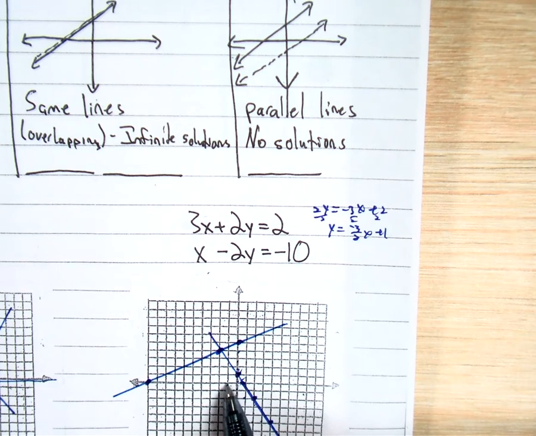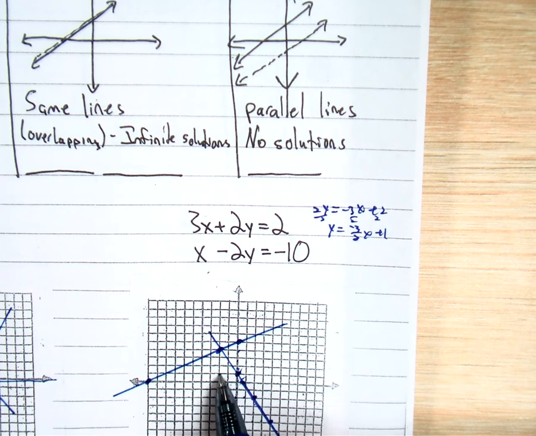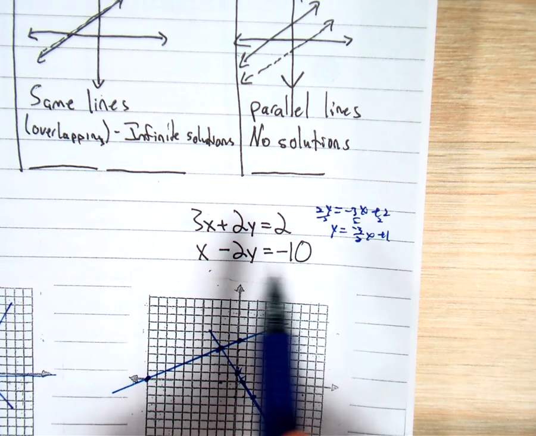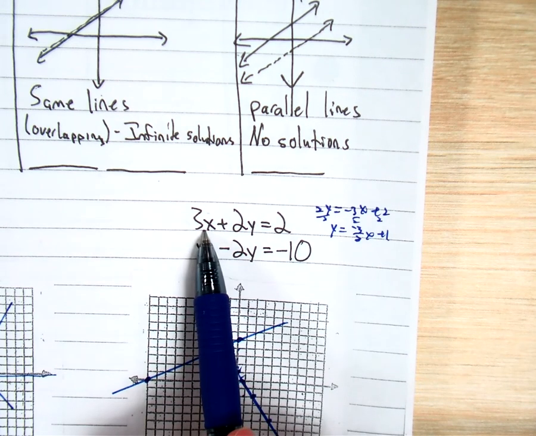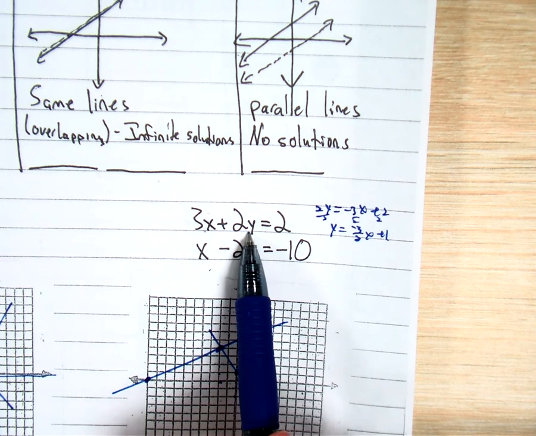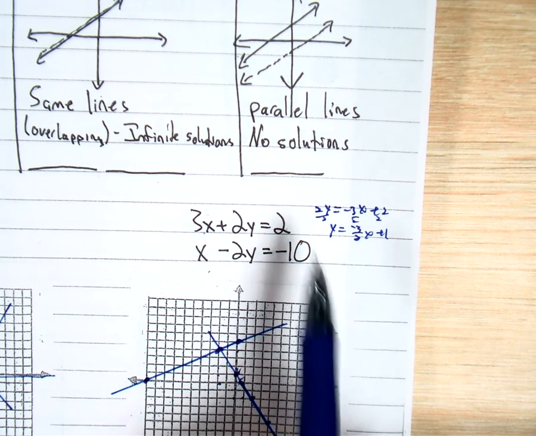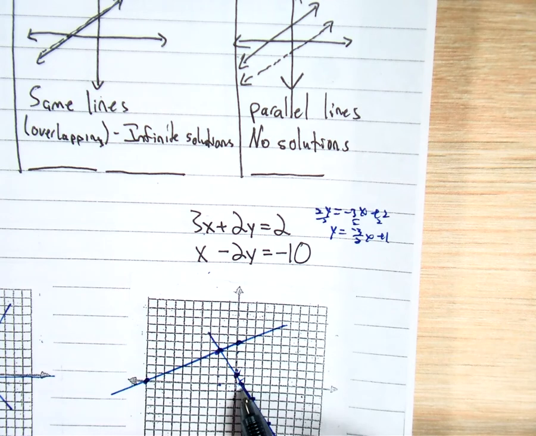And it looks like we cross right here at negative 2, 4. So if I put negative 2 in for x, that's going to be negative 6. 4 in for y, that's an 8. Negative 6 and 8 equals 2. Yes.